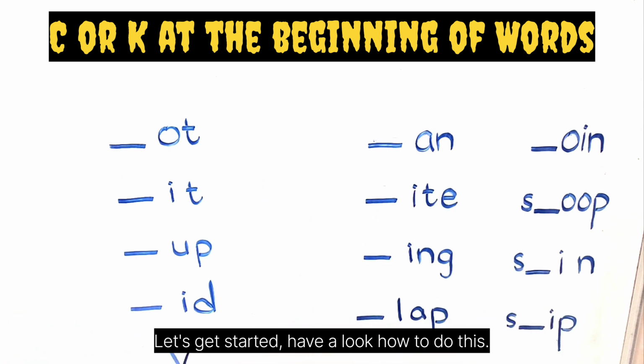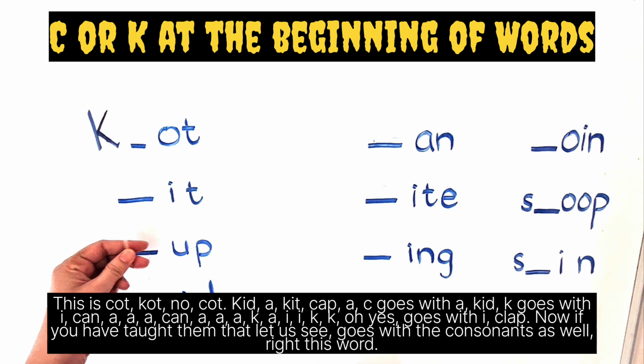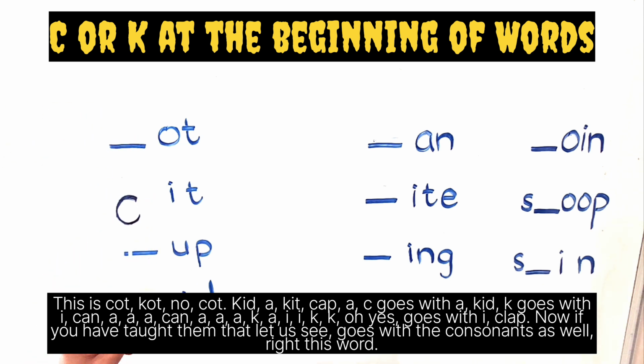Have a look how to do this. This is caught. Caught? No. Caught. Kid. A. Kid. Cup. A. C goes with a. Kid. K goes with I. Can. A. K. And. K. I. Kite. King. Oh yes, K goes with a.